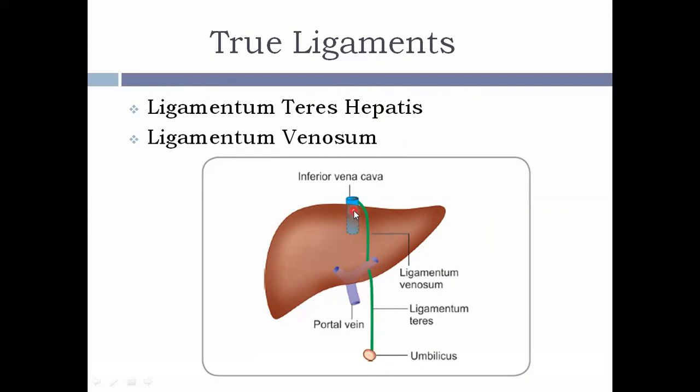What about ligamentum venosum then? As you can see here, this ligamentum venosum has some connection with the inferior vena cava and portal vein. This ligamentum venosum is the remnant of the obliterated ductus venosus. What is the ductus venosus? We can say from this image, it connects the inferior vena cava with the left branch of the portal vein in fetal life. So the remnant of the ductus venosus is the ligamentum venosum.